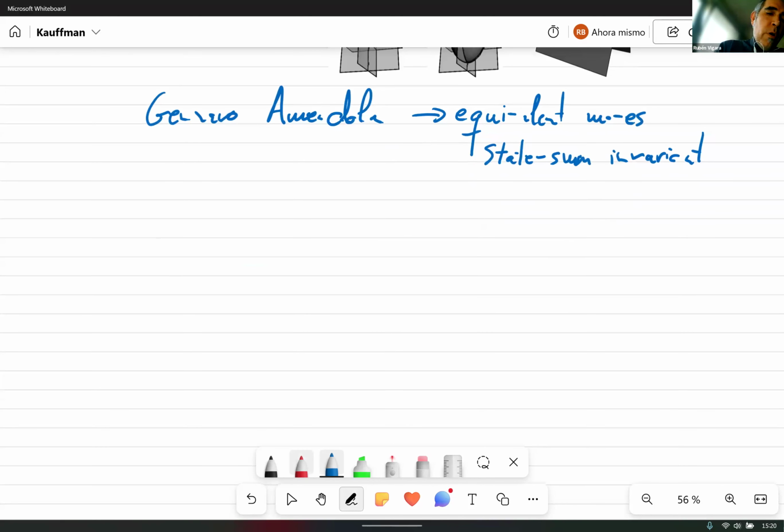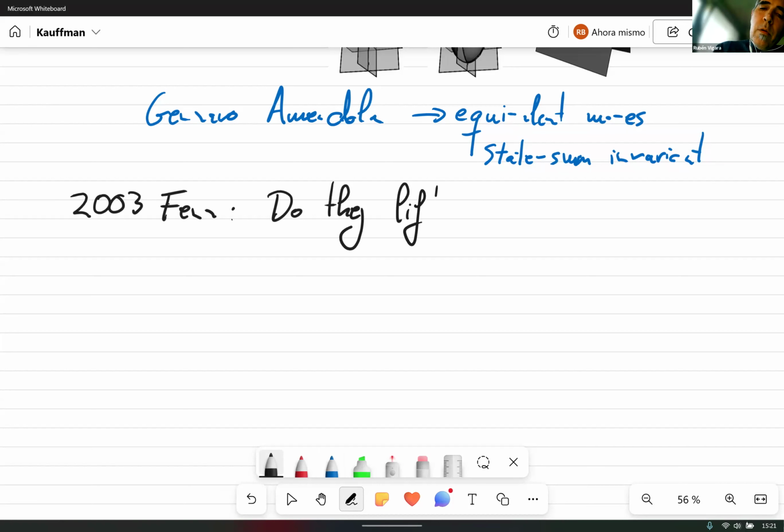In 2003, Roger Fenn, during the Congress in Poland, asked me the following question. Do they lift to embeddings in M times the interval?